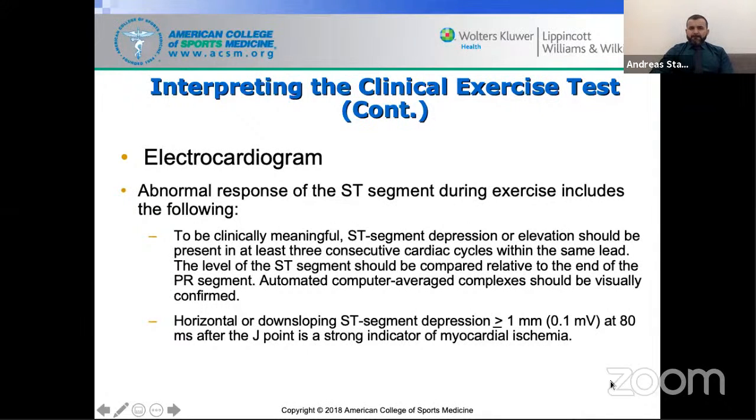To be clinically meaningful, ST segment depression or elevation should be present in at least 3 consecutive cardiac cycles. The thing that I just showed you, the figure, that's 1 cardiac cycle. And now we also have horizontal or downsloping ST segment depression. I'm going to talk about it in a little bit, but if it's more than 1 millimeter, and at 80 milliseconds after the J point, as you can see, that's a strong indicator of myocardial ischemia.